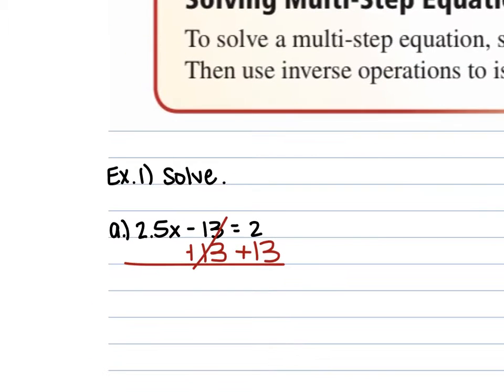So this is going to give us 2.5x is equal to 15. We then divide each side by the 2.5 to get x by itself. And we get 15 divided by 2.5, which gives us 6.